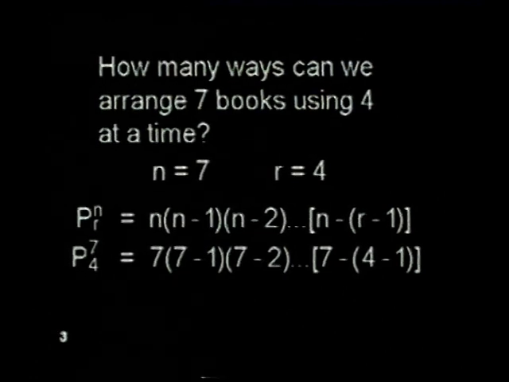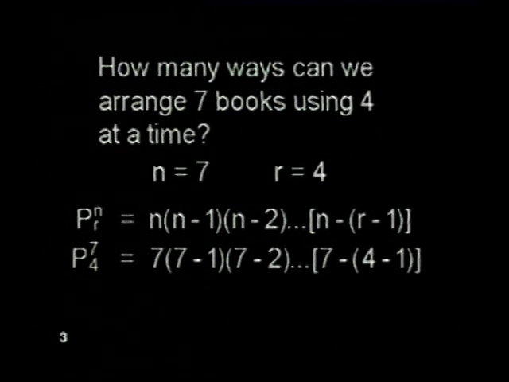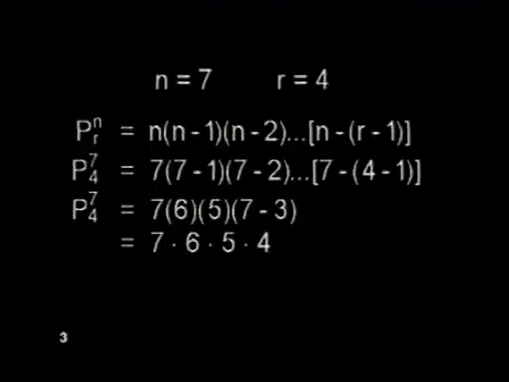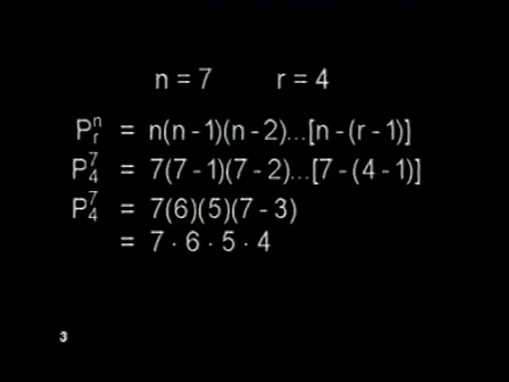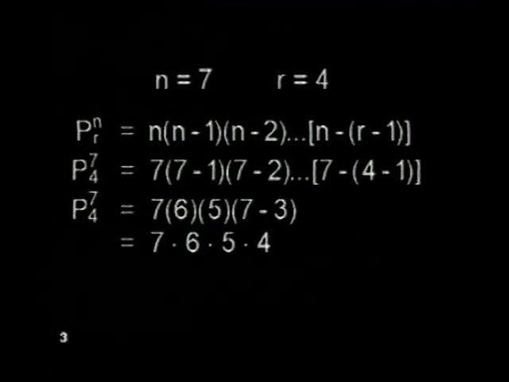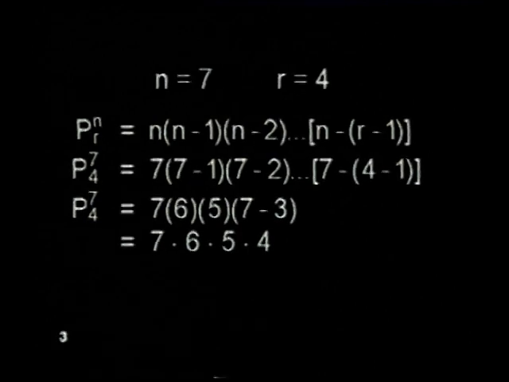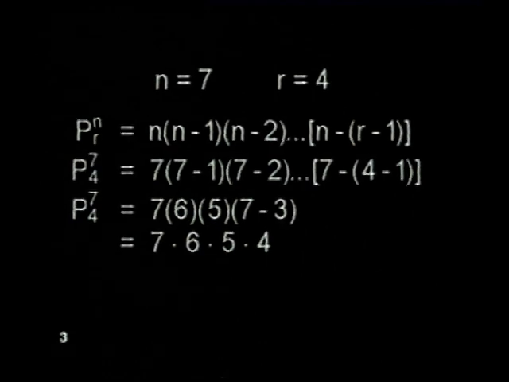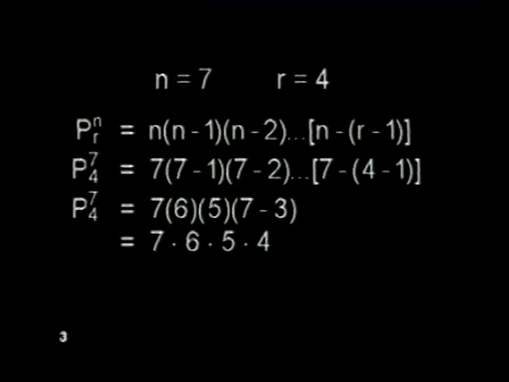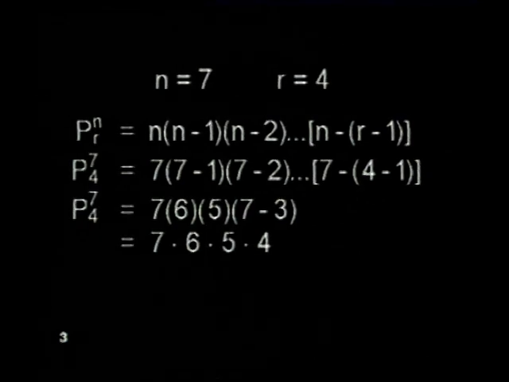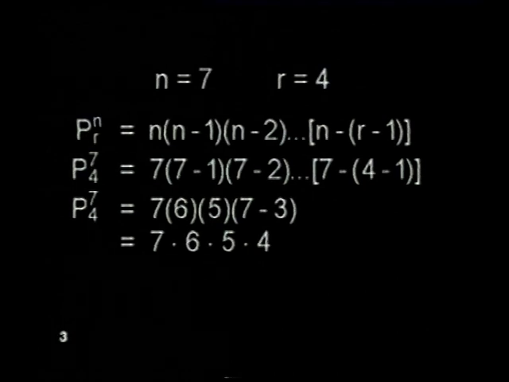Next, we do the necessary subtraction within the parentheses and brackets. Study this procedure carefully. 7 minus 1 is 6. 7 minus 2 is 5. Next, we see that 4 minus 1 is 3. And then 3 subtracted from 7 is 4.